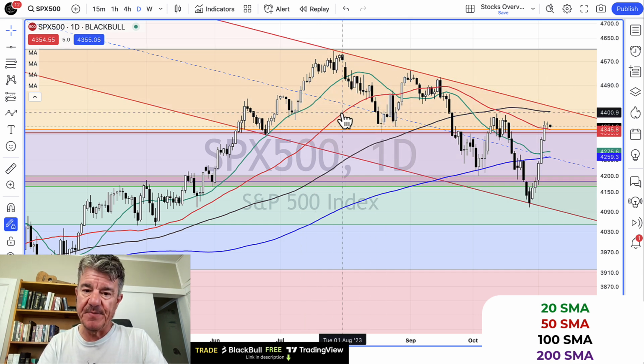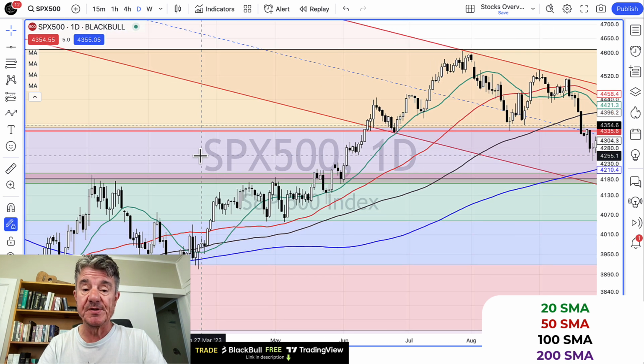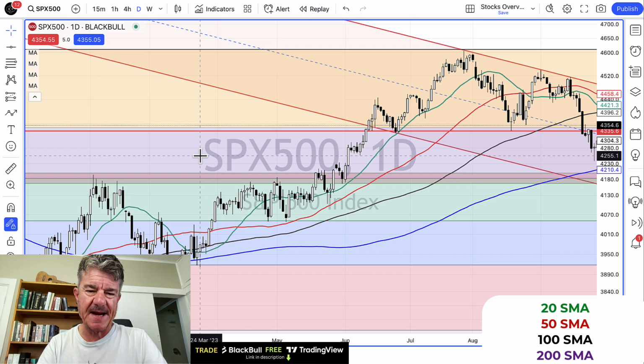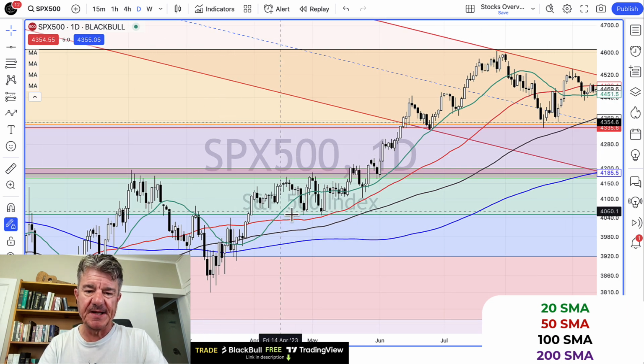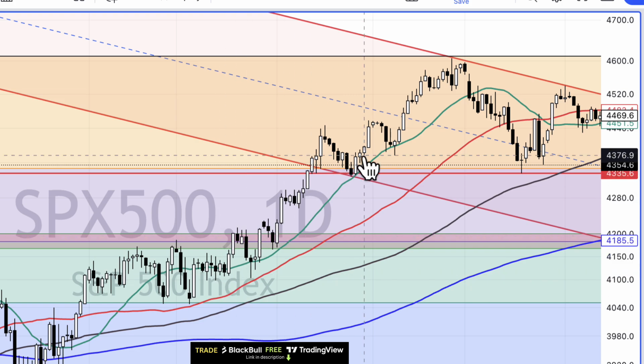Then I use the 50 period moving average as simply a support and resistance line. It's quite an important one. Often when the price gets to the 50, and you can see countless examples here, I'm not going to show you them all. You can go back and have a look at your own charts. But you can see often when the price approaches the 50 period moving average and the 20 for shorter term trends, but the 50 is equally important.